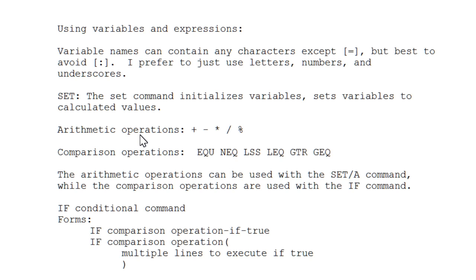Arithmetic operations are performed by the symbols plus, minus, the asterisk for multiplication, the forward slash for division, and the percent sign for modulus. When executing commands with the command prompt feature, use a single percent for modulus. When executing commands from a batch file, use 2 percent signs for modulus.